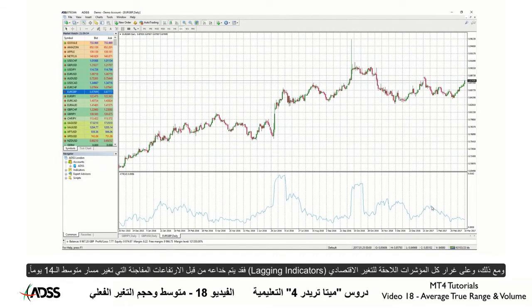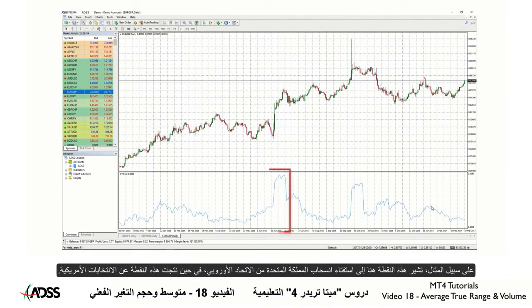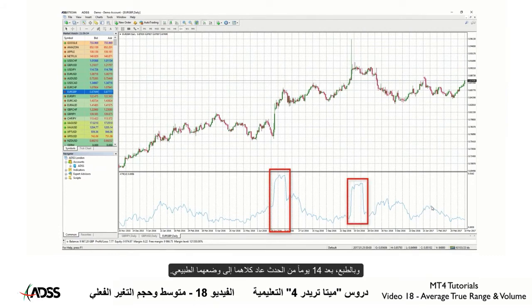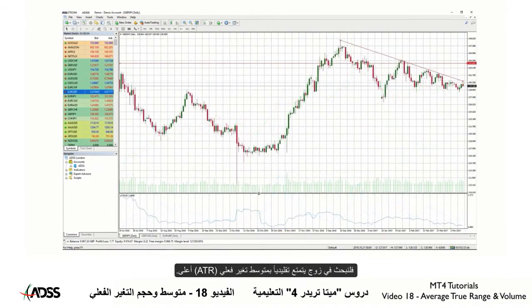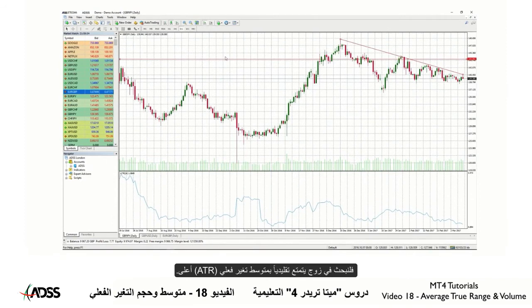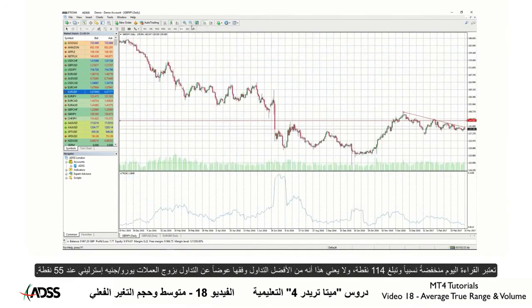However, like every lagging indicator, it may be fooled by spikes that throw off the 14-day average. For example, this blip here was the UK Brexit referendum, and this one was caused by the US elections. Of course, 14 days after the fact, they both returned to normal. Let's look at a pair that traditionally has a higher ATR. Today's reading on pound-yen is relatively low at 114 pips. That doesn't mean it is better to trade than Euro-Pound at 55 pips.